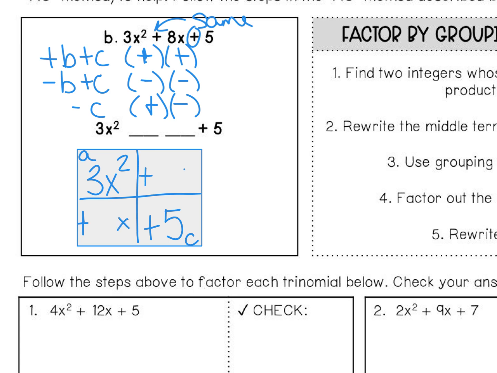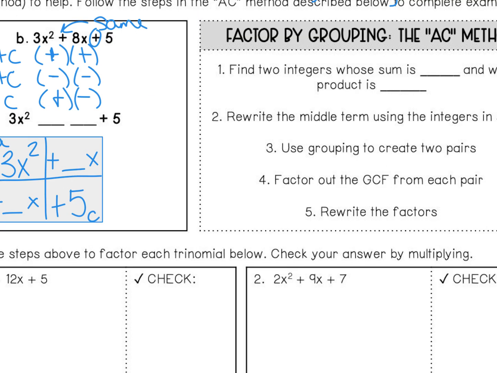Both going to be positive. So I'm just going to go ahead and fill those little spaces in. Let's fill in these blanks so we know what we're going to do next. We're still going to find two integers that have a sum of B, that's our middle term, and their product is A times C, just like yesterday. We're going to rewrite our middle term in the box.